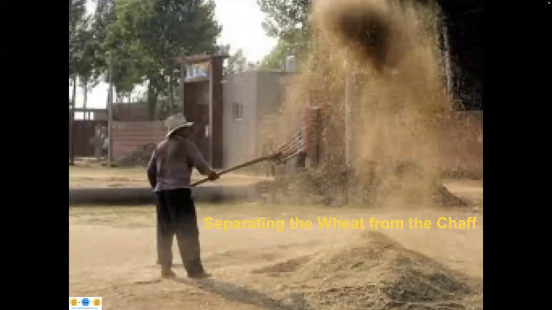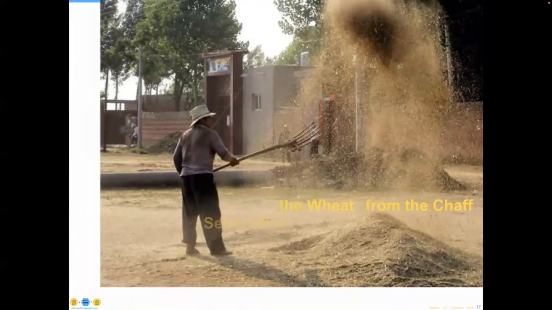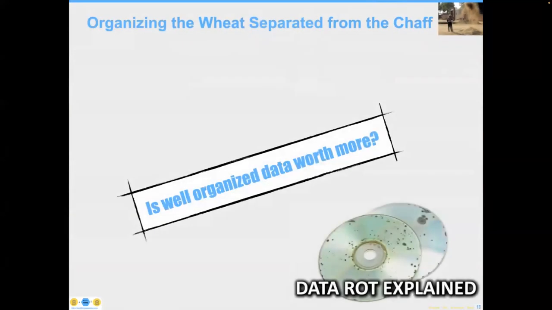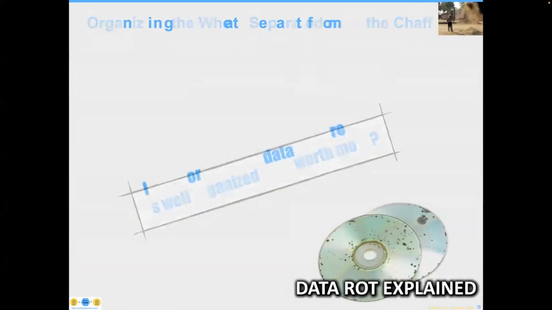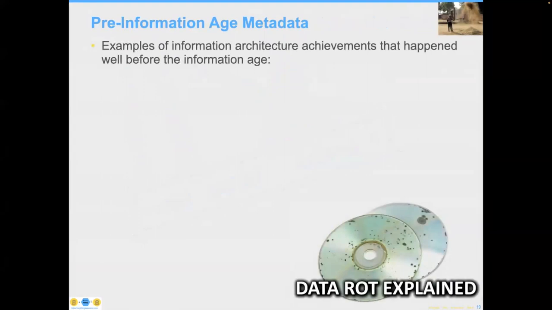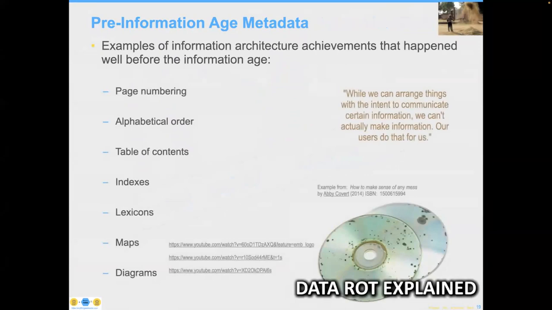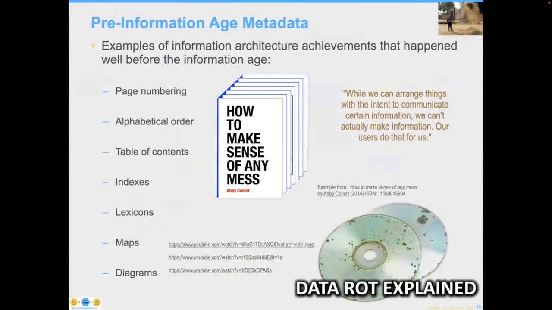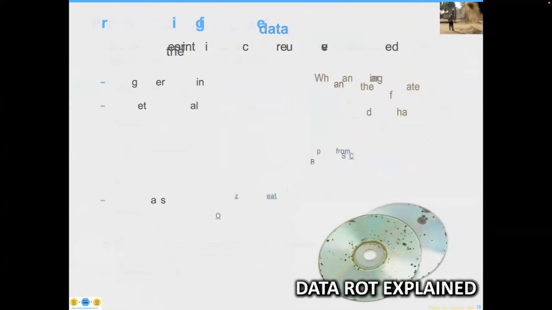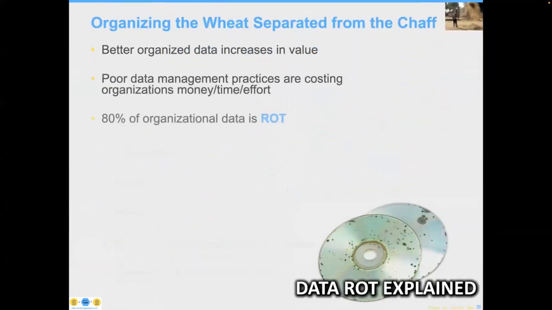Again, going back to the concept of the funnel that was presented just a minute ago, separating the wheat from the chaff is a critical component of data governance here. And the first thing that you have to convince people is that well-organized data is inherently worth more than less organized data. If you have trouble with that one, there's a wonderful person named Abby Covert who's done a great job of saying that before the information age occurred, we still organized books in this fashion. And Abby has a wonderful series of YouTube videos, and more importantly, a book here called How to Make Sense of Any Mess. And of course, if you took the spine off of Abby's book, took the page numbers off of it, and handed it about the yard, it wouldn't show us much of anything.